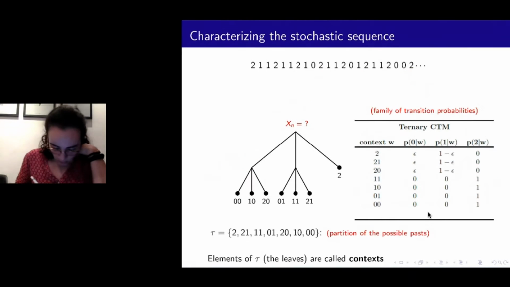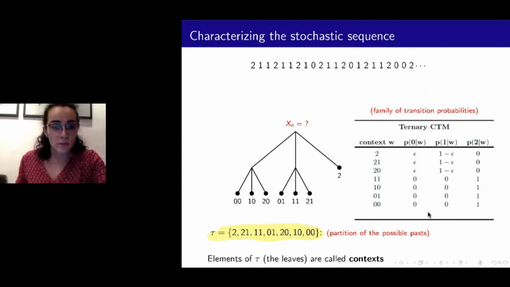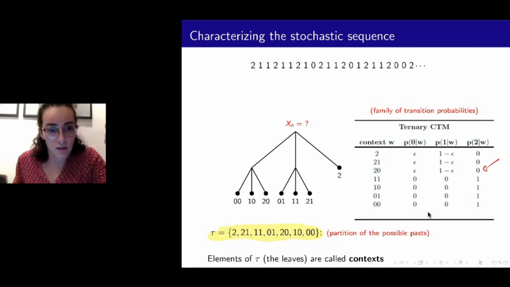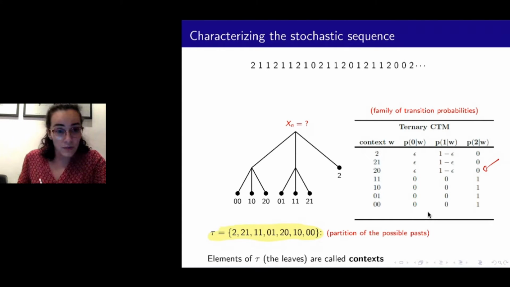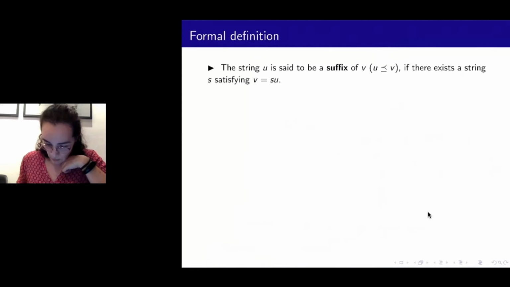So this set here, it's a partition of all possible paths, and for each one of the situations, we have some transition probability associated. So given a path, we associate a context, an element of the set, which are called contexts, okay? And once I have a context associated, I can use the transition probability to generate the next step, okay?